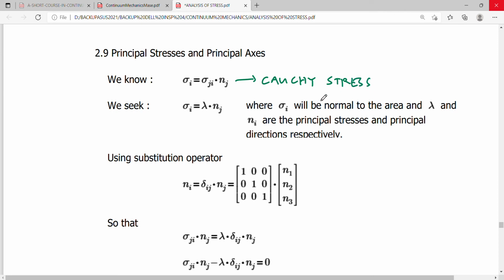So we now seek a solution or orientation wherein this stress vector formula will have the same stress vector involved, but for a different value of the stress tensor defined on the basis of what you call a principal stress, lambda. So lambda here is actually the principal stress upon which your stress tensor is converted to a pure normal stress behavior.